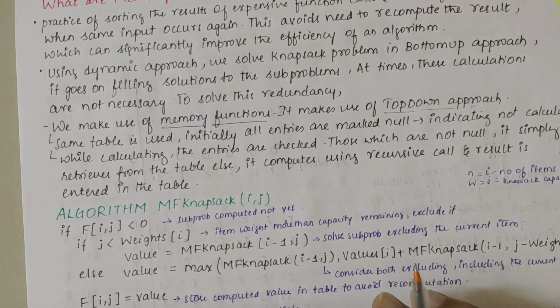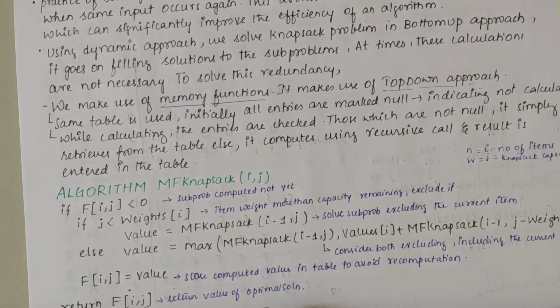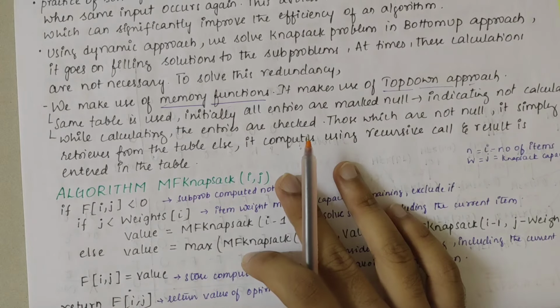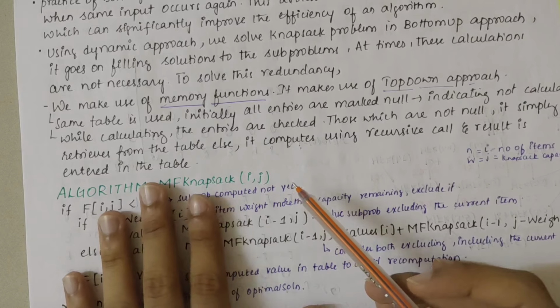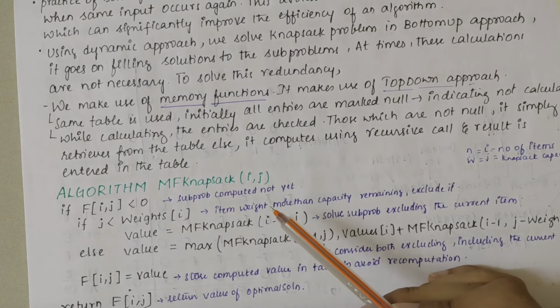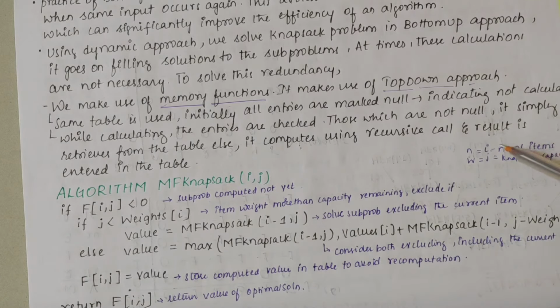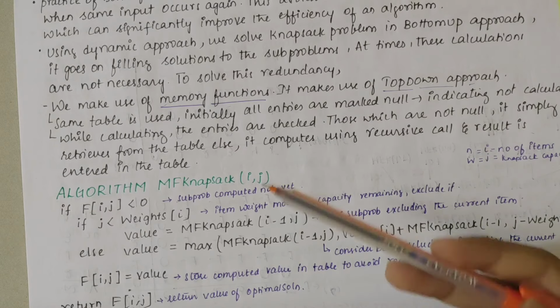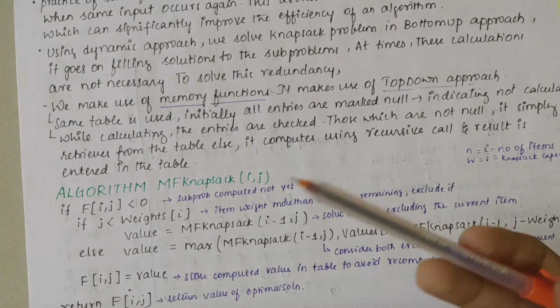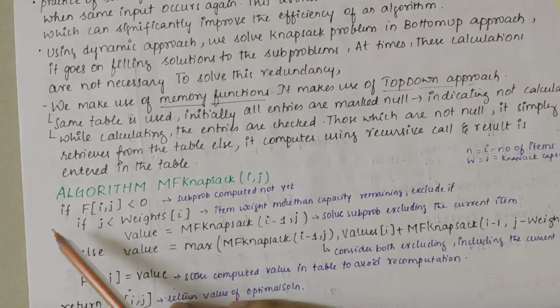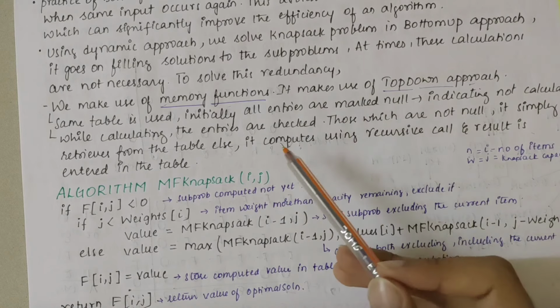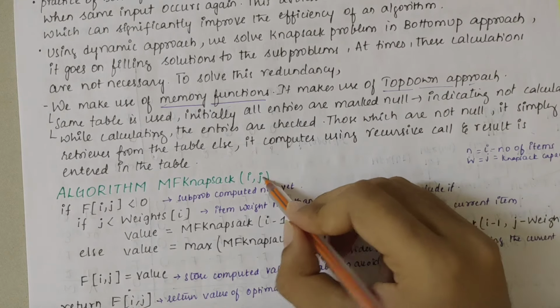Let's quickly look into the algorithm part now. Here I have the algorithm written. We have to implement the memory function method for this knapsack problem. The input is a non-negative integer i indicating the number of items and j indicating the knapsack capacity. The output to obtain is the optimal feasible subset of the first i items. Starting from the algorithm, I have written MFKnapsack(i, j), where i is the number of items being considered and j is the capacity of the knapsack.